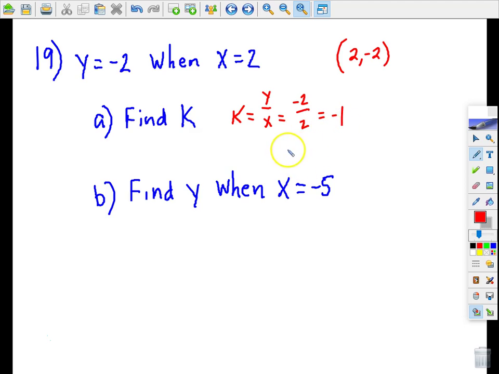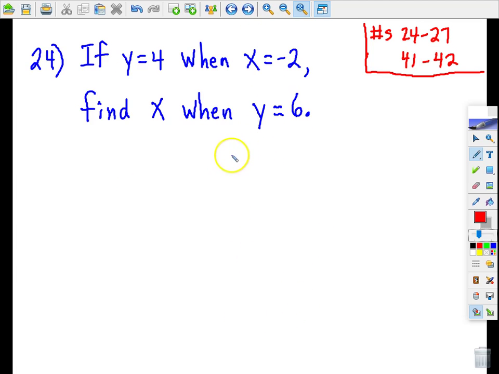And knowing k means that my equation looks like this. Y equals k, which is -1 times x. Well, let's find the value in this case of y if we let x be replaced with -5. And that's pretty easy. The opposite of -5, of course, is +5. Okay, let's move right along.